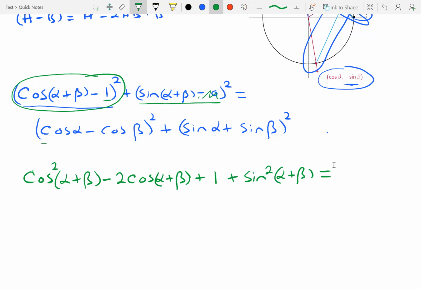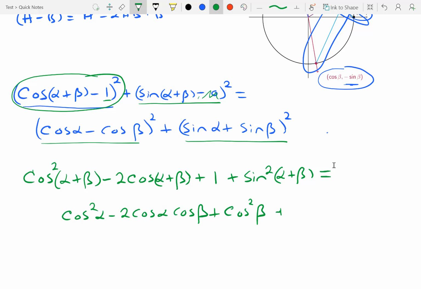Now I'm going to work on the right side. That will be the cosine of alpha minus cosine of beta. So that is the cosine squared of alpha minus 2 cosine of alpha cosine of beta plus the cosine squared of beta, plus what I get when I square this term, which I'll put on a new line, sine squared of alpha plus 2 sine of alpha sine of beta plus the sine squared of beta. Okay, wow, that's a lot of stuff going on there.